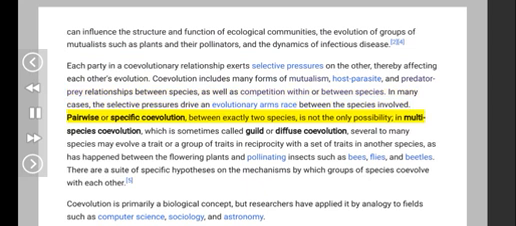Pairwise or specific coevolution, between exactly two species, is not the only possibility. In multi-species coevolution, which is sometimes called guild or diffuse coevolution, several to many species may evolve a trait or a group of traits in reciprocity with a set of traits in another species, as has happened between the flowering plants and pollinating insects such as bees, flies, and beetles. There are a suite of specific hypotheses on the mechanisms by which groups of species coevolve with each other. 5. Coevolution is primarily a biological concept, but researchers have applied it by analogy to fields such as computer science, sociology, and astronomy. Mutualism.